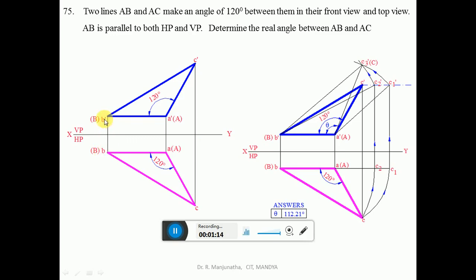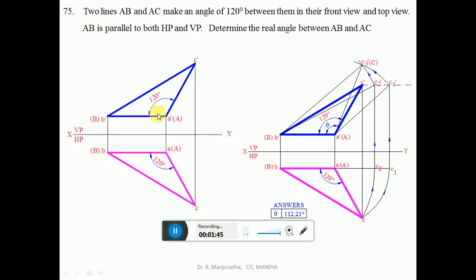Then assume any distance, say for example around 60 mm length, and draw one more vertical projector. Mark these points as A dash and A. So this line is parallel to both HP and VP. You can see capital AB is parallel to both HP and VP. We consider this as capital A and capital B in the top view, and this as A dash and B dash in the front view.